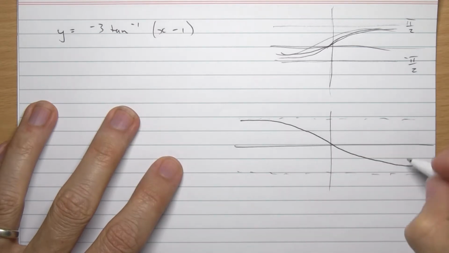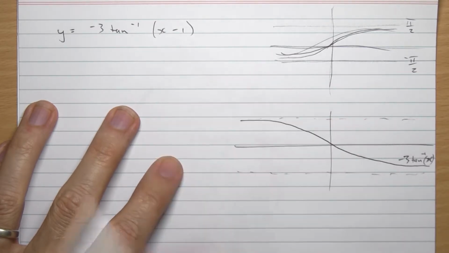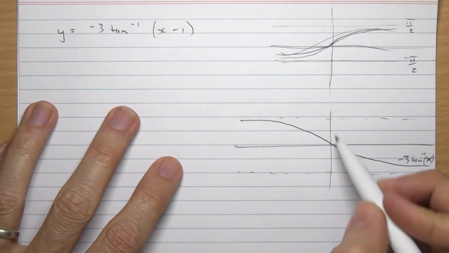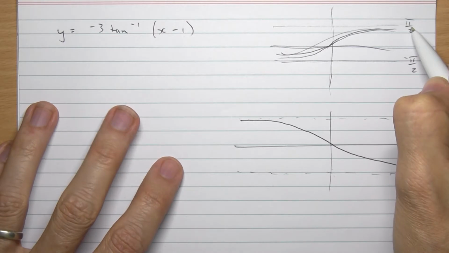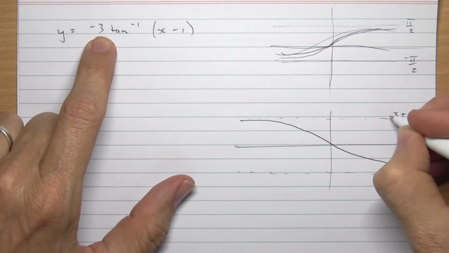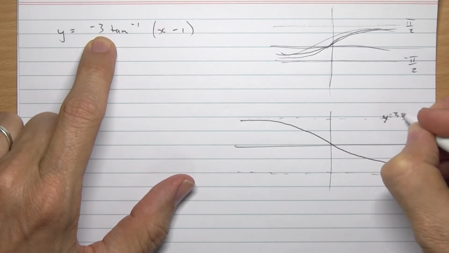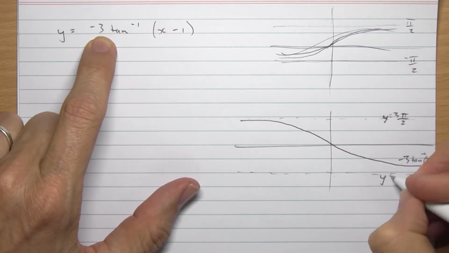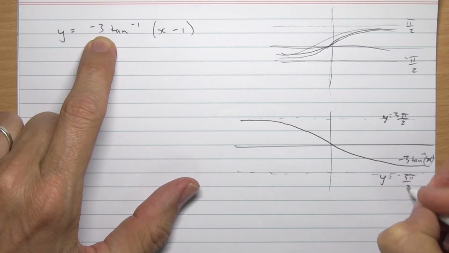So this would be -3 tan to the -1 of x, right? But I've got x minus 1. Let me work out these asymptotes too. It was pi on 2. It's stretched by 3. So this is actually y equals 3 pi on 2 and y equals -3 pi on 2.